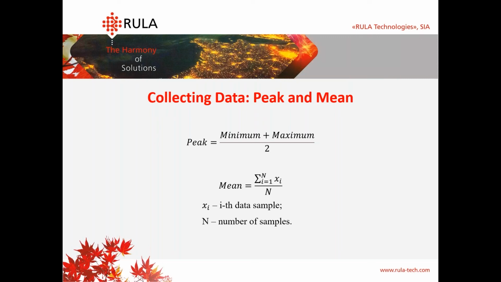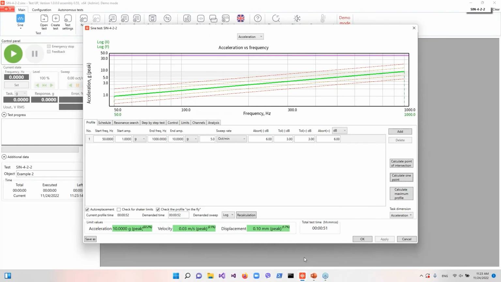The two other methods of collecting data are called peak and mean. They were added into our software for our customer. The first one is really easy: we get the minimum and maximum value on one channel and divide them by 2. Using the mean method, we sum up all the samples and divide them by the number of samples. These two methods are really easy, but there may be some situations when you need to use these options of collecting data. And now let's go to our software.